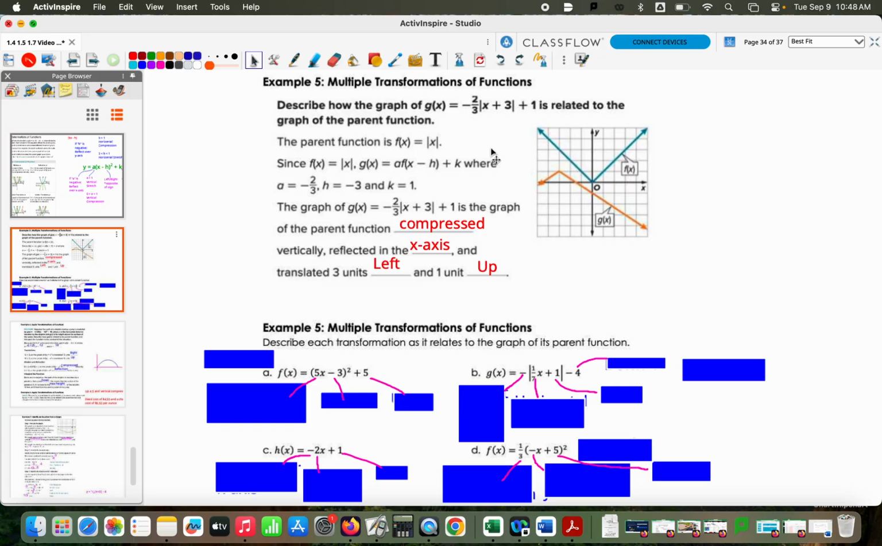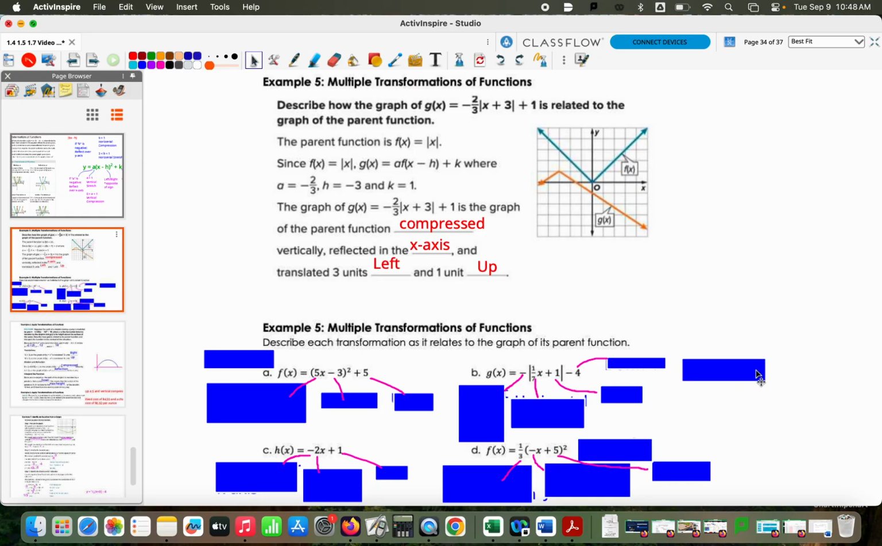First, there's a negative on the outside, so it's going to reflect over the x-axis. There's a 2/3 here on the outside, so that's going to be a vertical compression. The 3 here is opposite, so it's a positive, so it actually moves in the negative direction, to the left. And what you see is what you get. It moves up 1 unit. So that's what's going on here. This V shape has been flipped, moved to the left, up 1, and it's a little bit wider than the other graph.